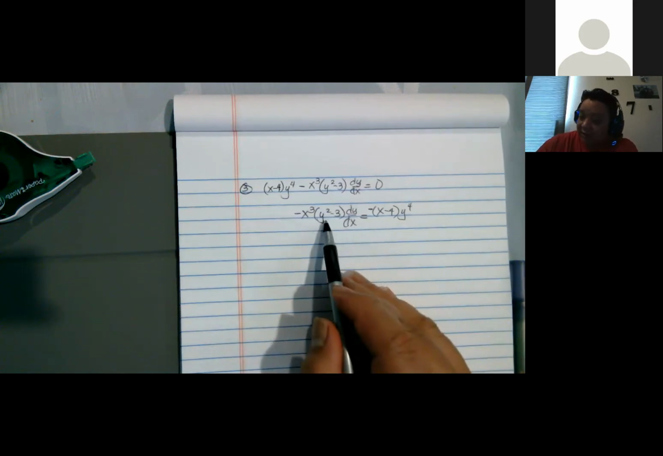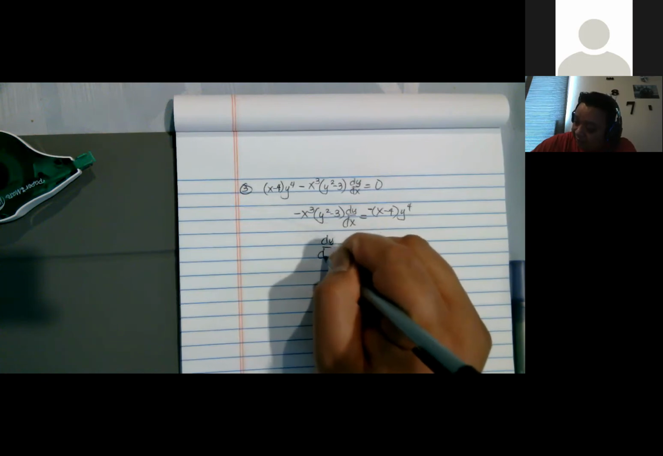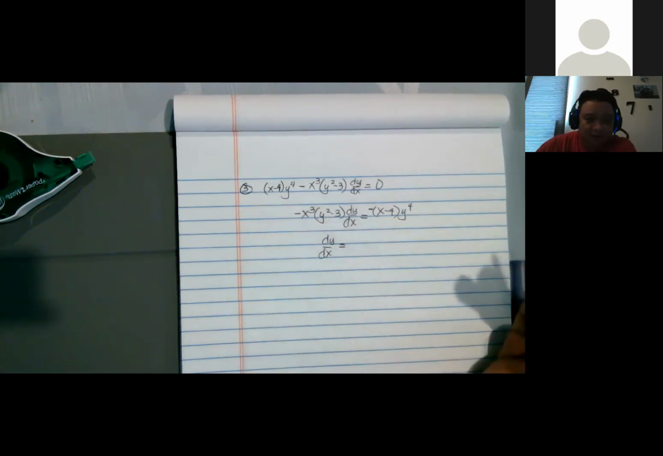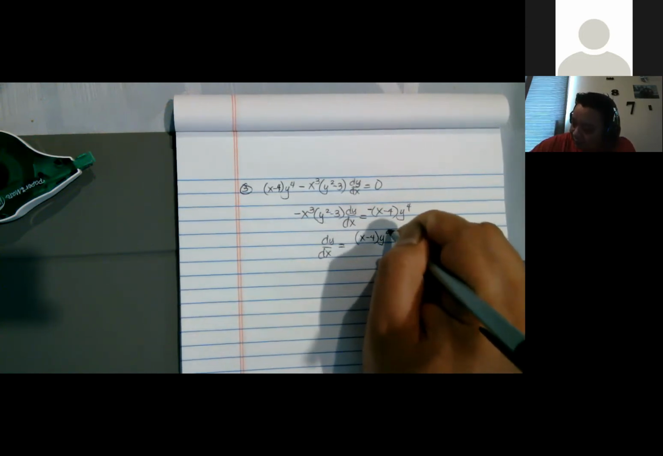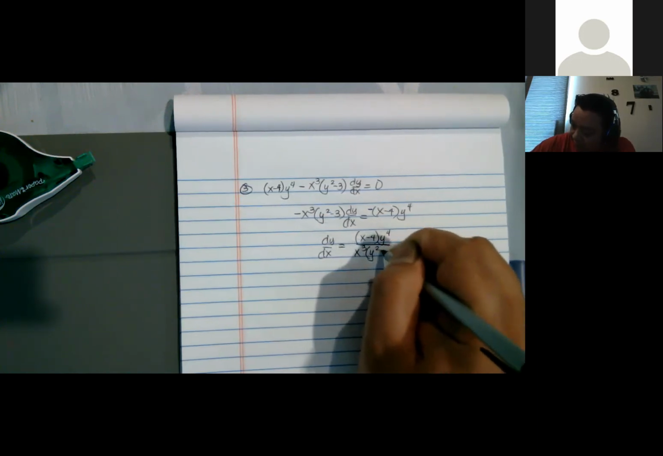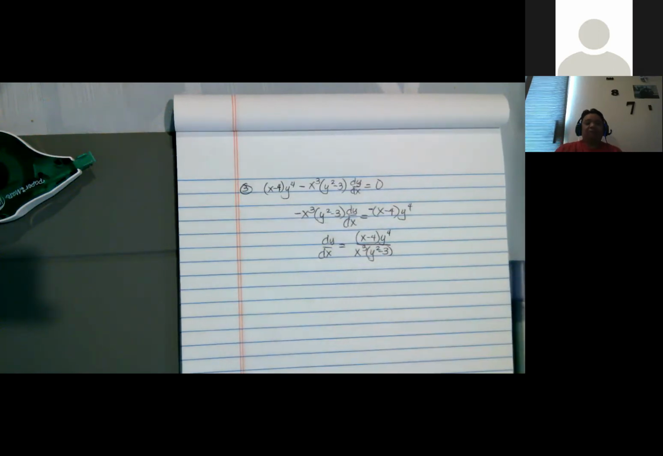Okay. Then divide this to both sides. And so you get dy/dx is equal to, now since they're both negative, the negative will just cancel, and you're left with (x - 4)y⁴ over x³(y² - 3). And that's it. Okay. So I'll give you some time. Go ahead and try to separate your variables.